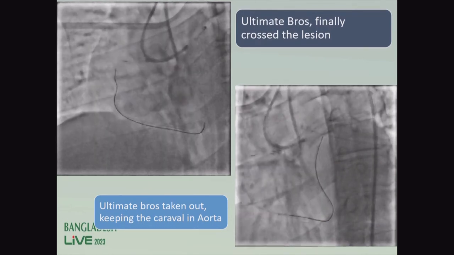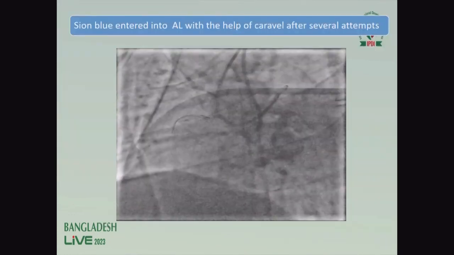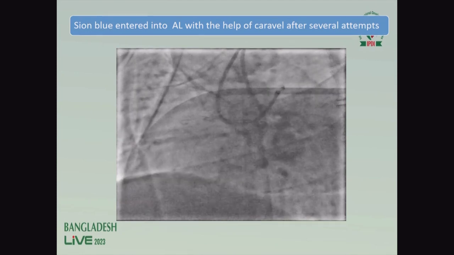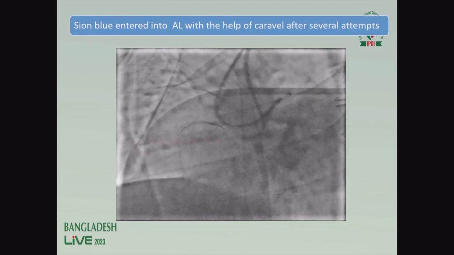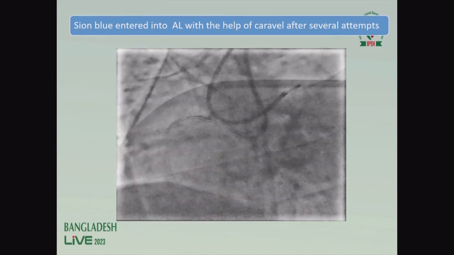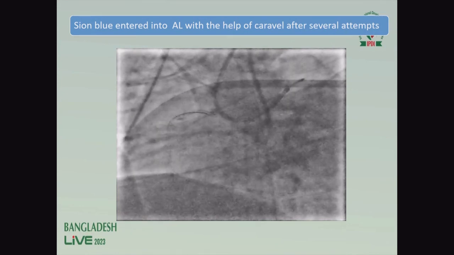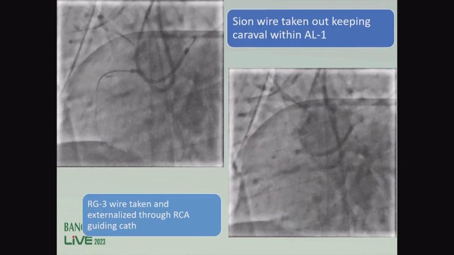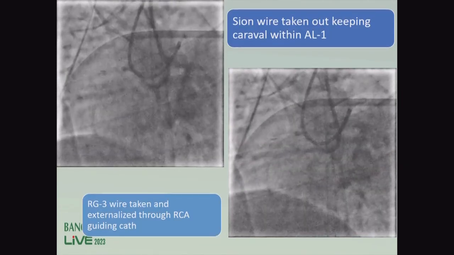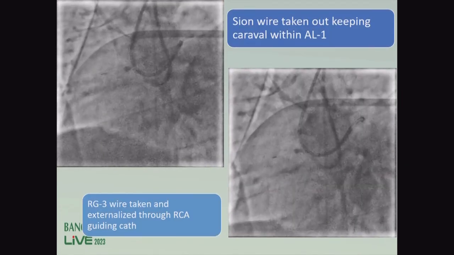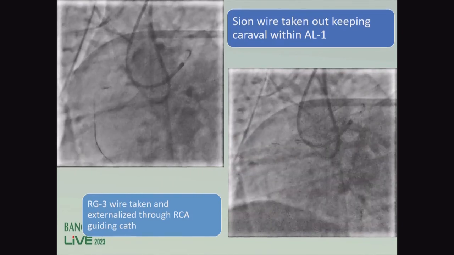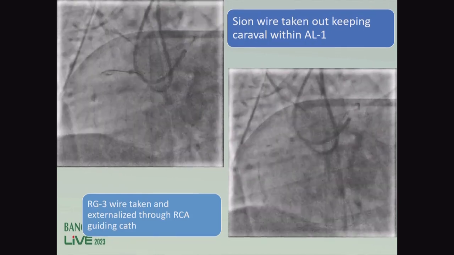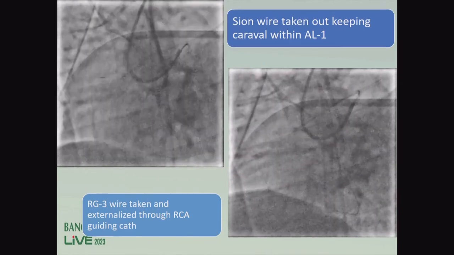Corsair was kept in the aorta, and the Sion Blue wire entered the AL and Amplatz catheter with the help of Corsair after several attempts. The Sion wire was taken out, keeping the Corsair within the Amplatz catheter. And we took an RG3 wire and externalized it through the RCA guide catheter.